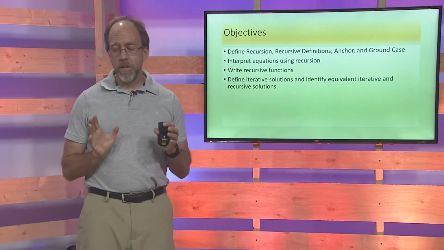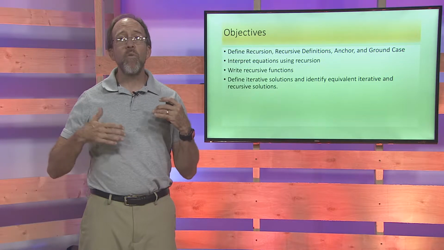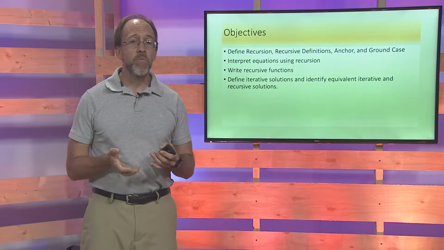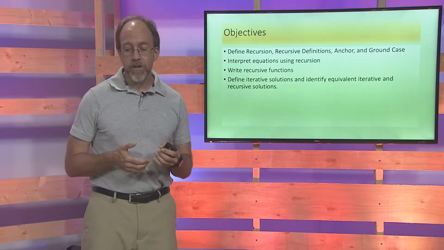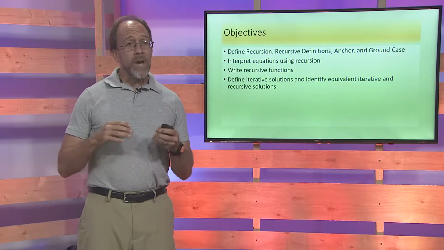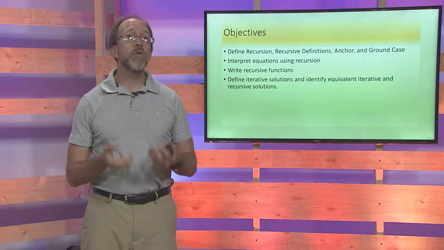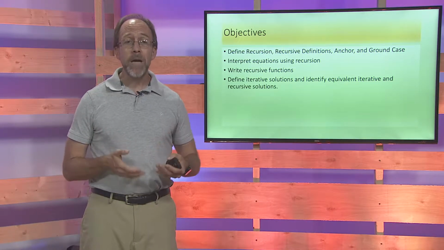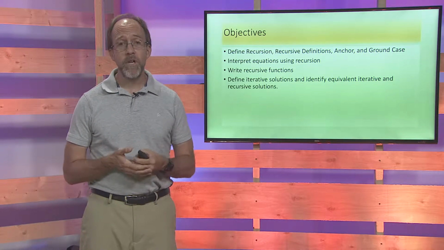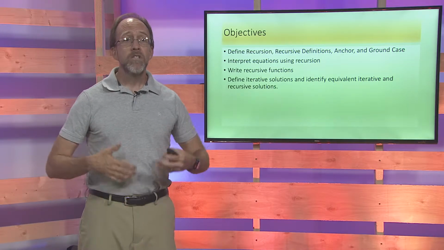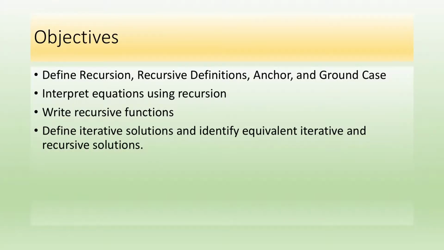So what we're going to do is look at the definitions of what is a recursive definition and what's an anchor. We also call an anchor a ground case. We need to be able to look at recursive equations and interpret them. We also need to be able to code recursive equations. We actually need to write code to implement them. And we also need to understand, and in many cases, be able to implement iterative solutions that don't use recursion for the same types of problems.